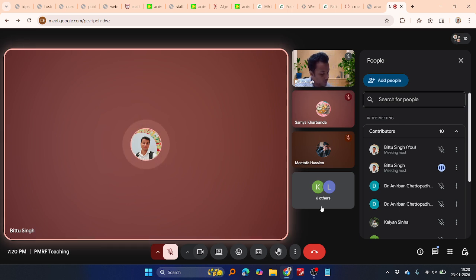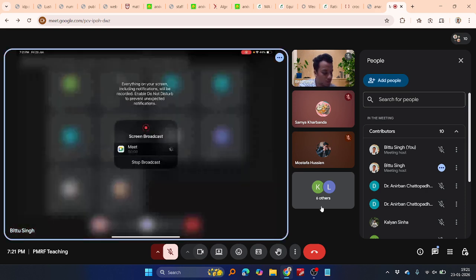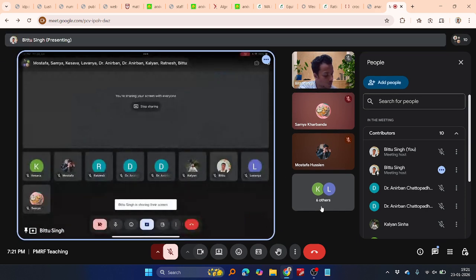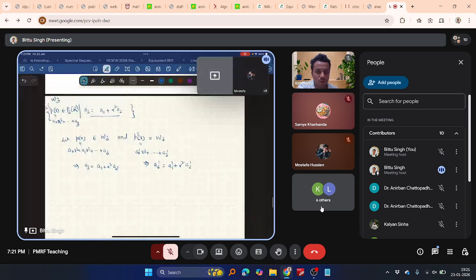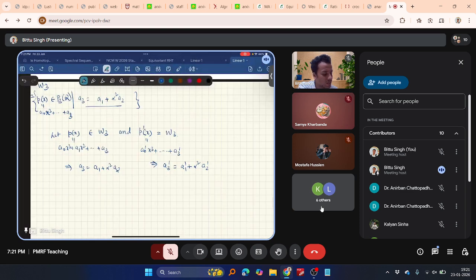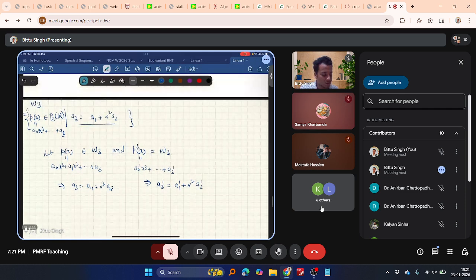Okay, so there are two such relations. From here we can see what the addition will be. So we need to check that their addition and scalar multiplication, those two, will satisfy this relation.